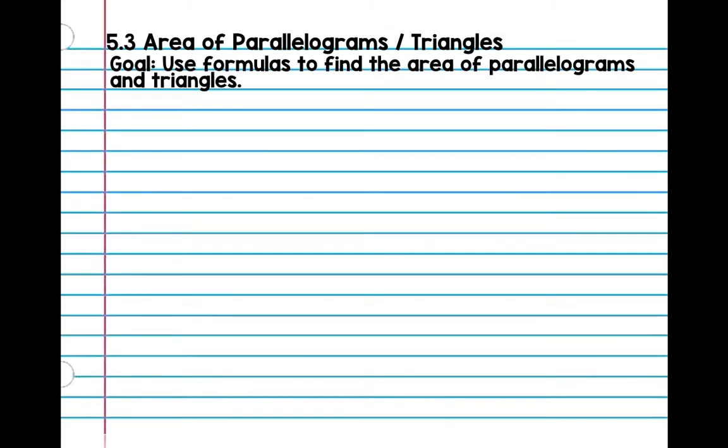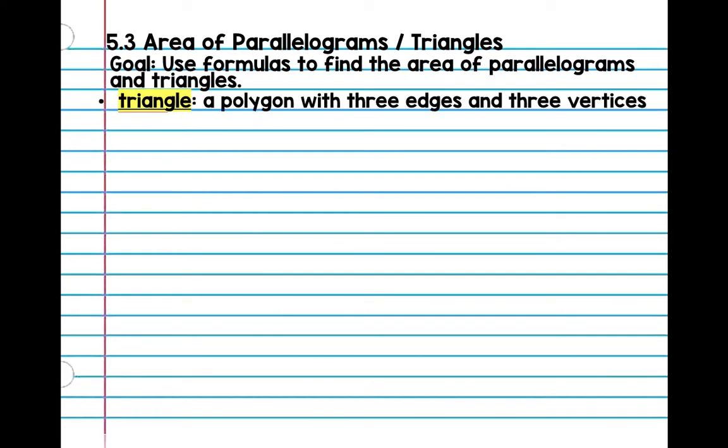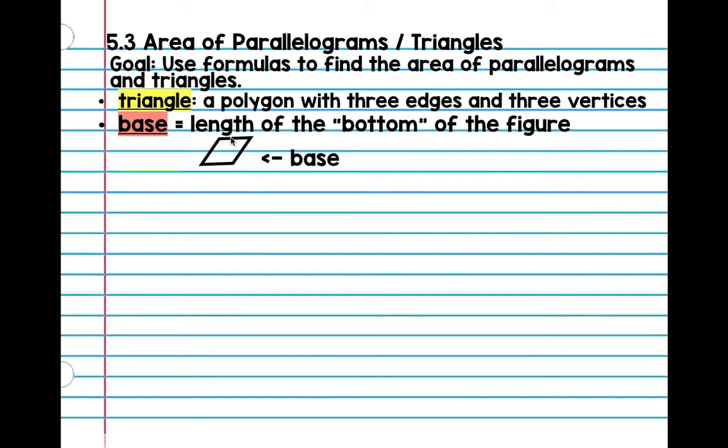Today we're going to use formulas to find the areas of these shapes. Okay, so what is a triangle? It is just a polygon, as you know, that has three edges and three vertices. Next, you need to know what a base is. So the base is just the length of the bottom of the figure. It can also be the top of the figure as well. These are both considered the base.